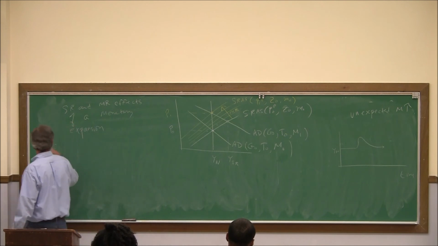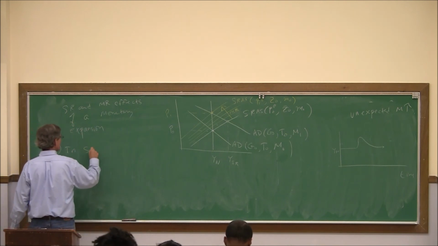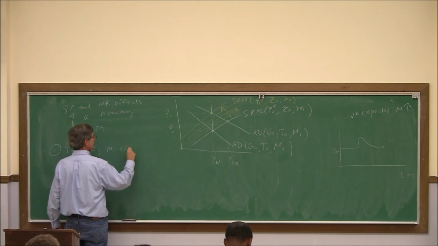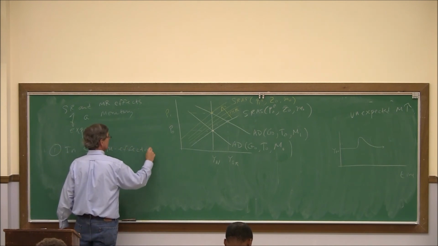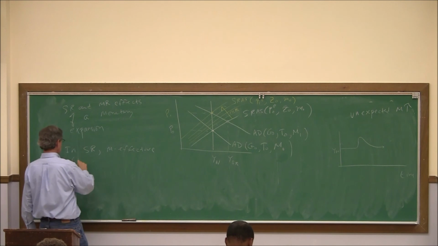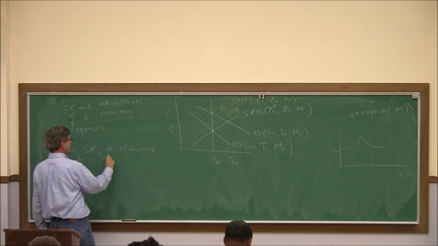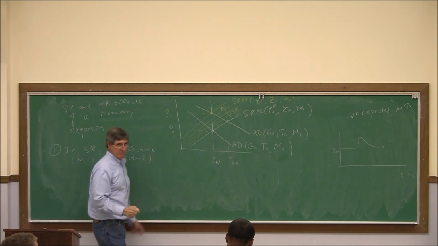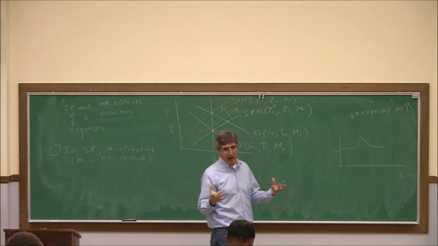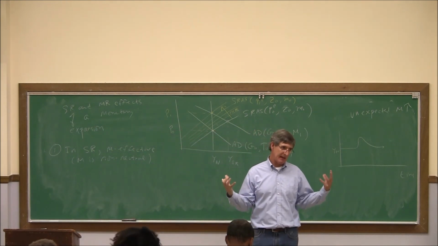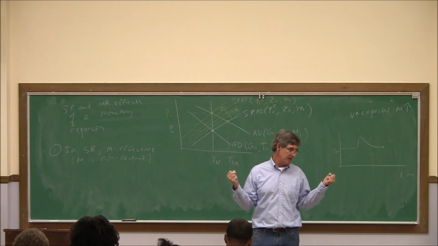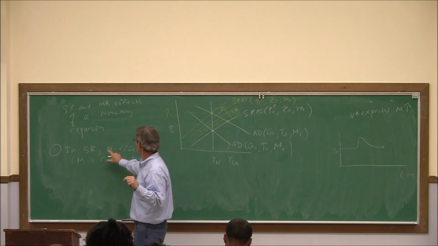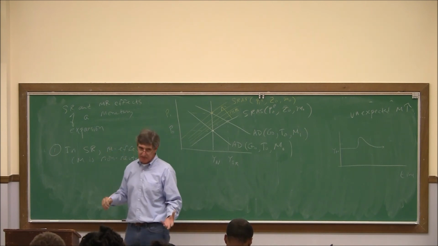So what we see here is that in the short run, M is effective. M is, we say, non-neutral. When money's neutral, it can't affect real output, it can't affect unemployment, it can't affect any real variables. And so in the short run, money's non-neutral because it can affect output.